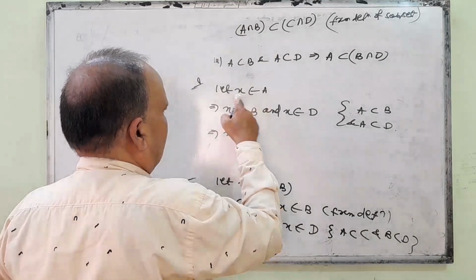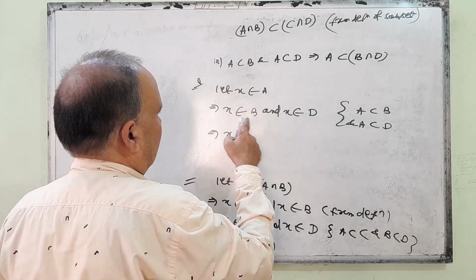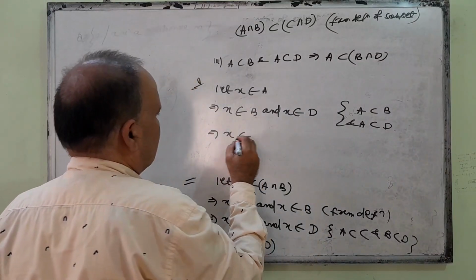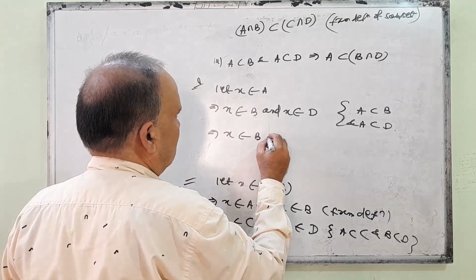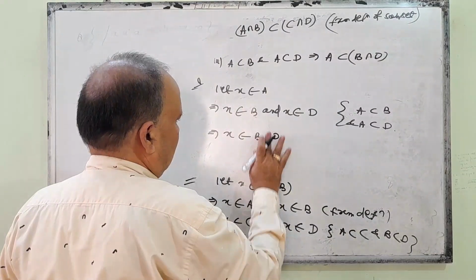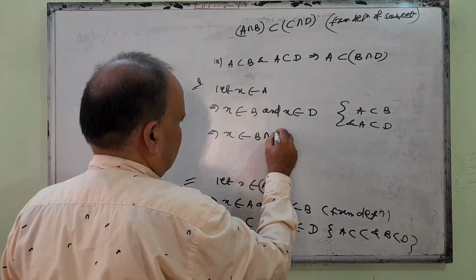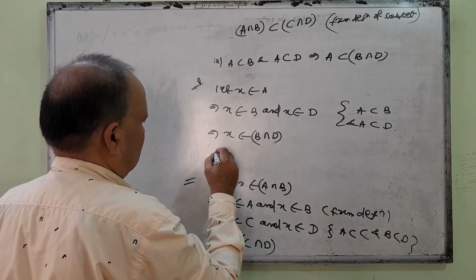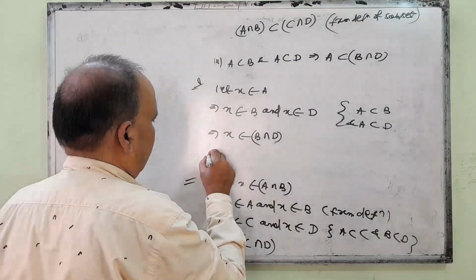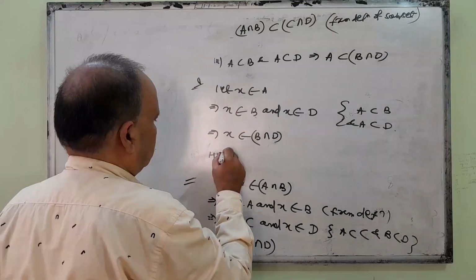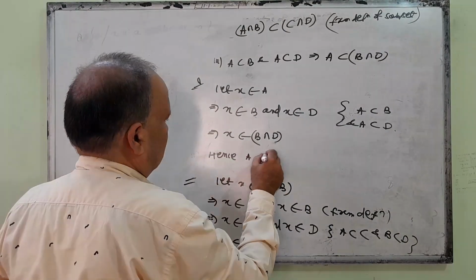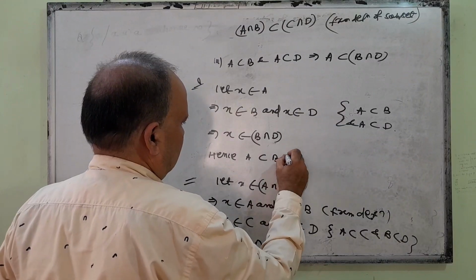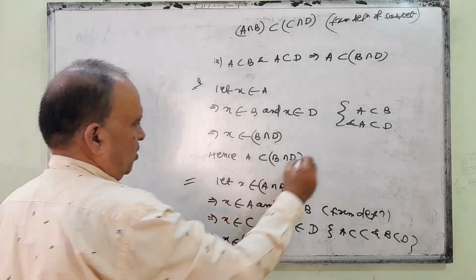Sorry. Let X belongs to A. You can write X belongs to B and X belongs to D. This implies that X belongs to B intersection D. So X belongs to A implies that X belongs to B intersection D. Hence, we can say A is the subset of B intersection D. Proved.